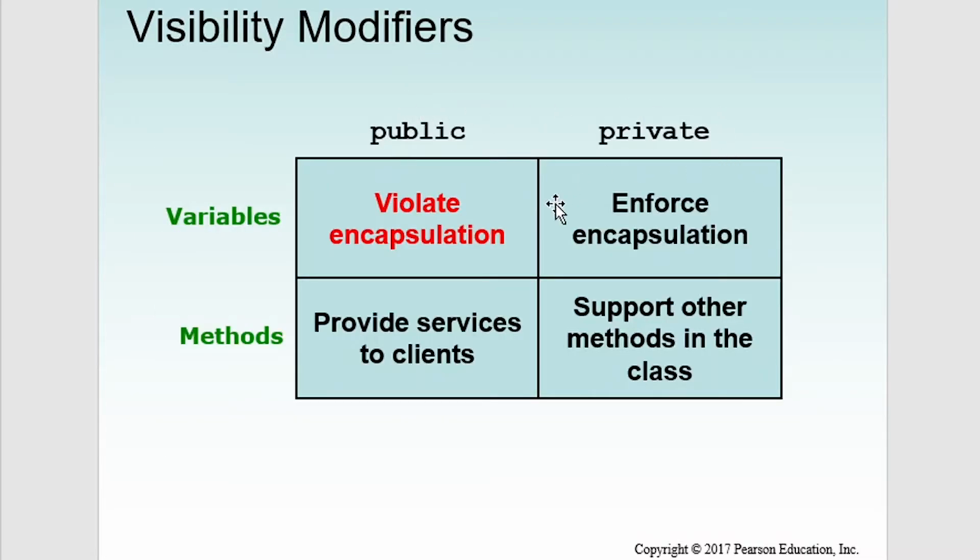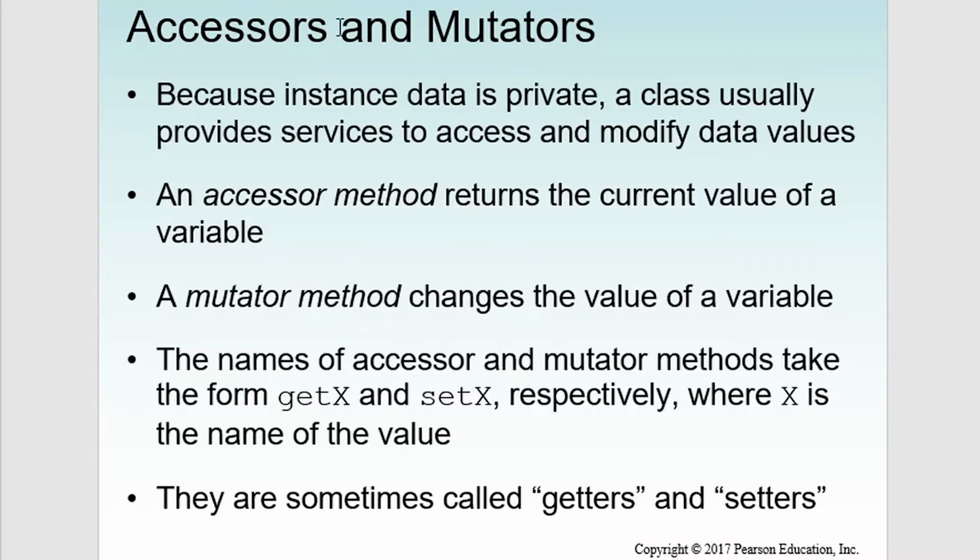And here's a table that explains encapsulation. So if a variable is declared public, it violates encapsulation. If a method is declared public, it provides a service to clients. If variables are declared private, it enforces encapsulation. If a method is declared private, it's considered to be a support method, meaning you can only invoke that method within the class.